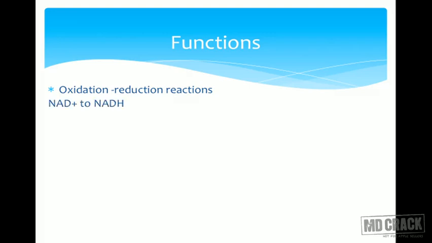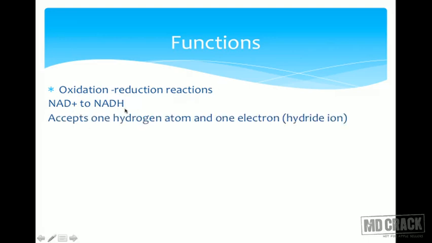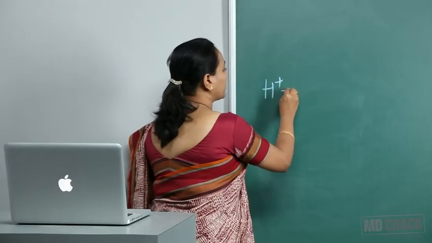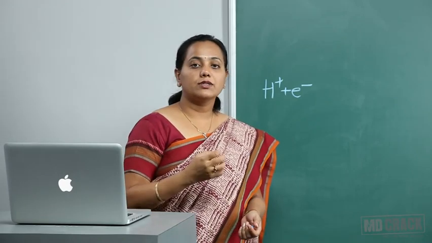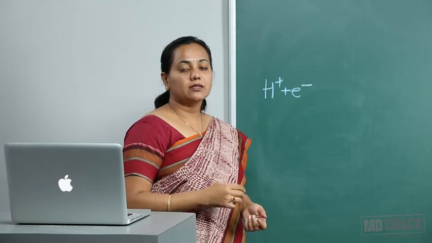So in the oxidation-reduction reaction, NAD plus is converted to NADH plus H plus, so it accepts one hydrogen atom and one electron. One electron has to come here, only then will the plus be neutralized, plus one proton. A hydrogen atom plus one electron is called a hydride ion. So it is a proton, H plus, plus e minus. This is a hydride, and a hydride ion is what it accepts from any substance.